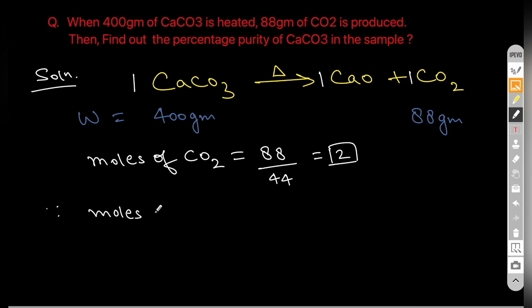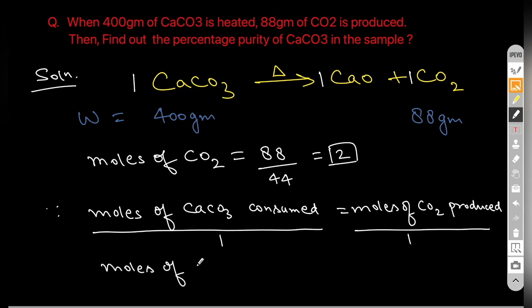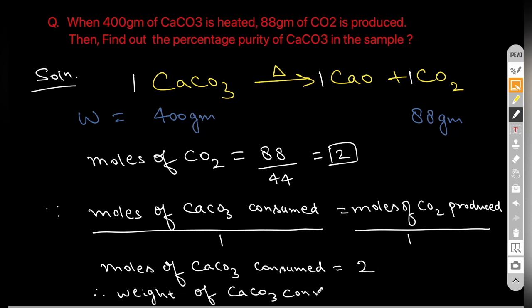We know that moles of CaCO3 consumed, since it's on reactant side, divided by stoichiometric coefficient, which is 1, should be equal to moles of CO2 produced. Since it's on product side, CO2 produced divided by 1 is stoichiometric coefficient for CO2. Simply putting the values, moles of CaCO3 consumed will come out to be 2. So we can write, therefore weight of CaCO3 consumed will be equal to 2 multiplied by molecular weight of CaCO3, which is 100, so 200 gram.